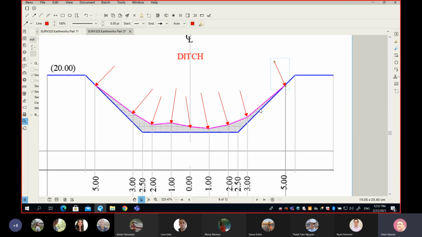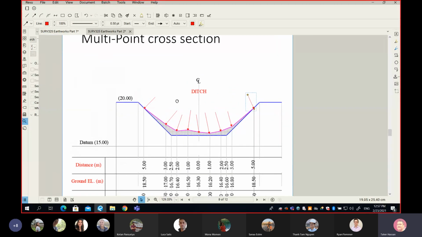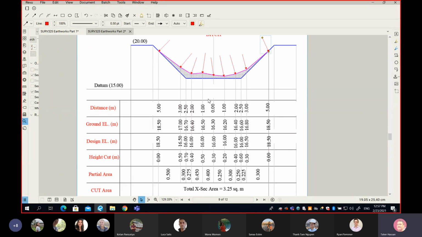The way we solve this problem is using AutoCAD. We draw this thing on AutoCAD, and we try to find the area between the magenta and the blue on AutoCAD. And you think about it, it's kind of integration, huh? Because the total area is nothing more than a summation of those small areas, okay? So I provided this for you to understand what is meant by multi-point cross-section.